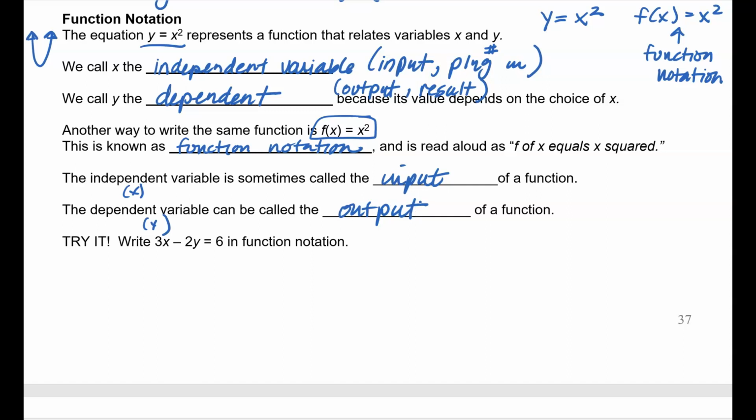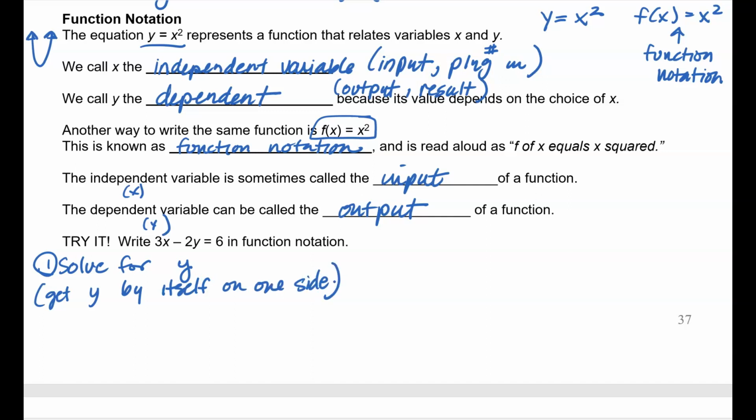So let's try writing this equation in function notation. Now, one thing that you're going to want to do is you're always going to want to solve the equation for y, which just means get y by itself on one side. And that allows us to replace that with f of x. So we're going to take 3x minus 2y equals 6, and we're going to get this y by itself. So the first thing we're going to do is get rid of the other terms on this side. So 3x, we want to get rid of it.